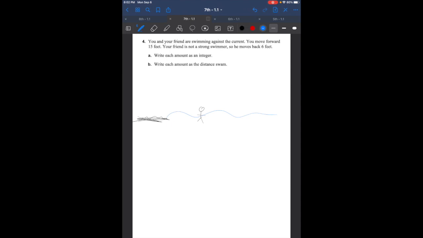Alright, you're swimming against the current. You move forward 6 feet, right? So you move forward 6 feet. Oh, sorry, I read that wrong. You move forward 15 feet. Your friend is not a strong swimmer, so he moves back 6 feet. So there's 2 of you, and then this person goes back 6 feet.